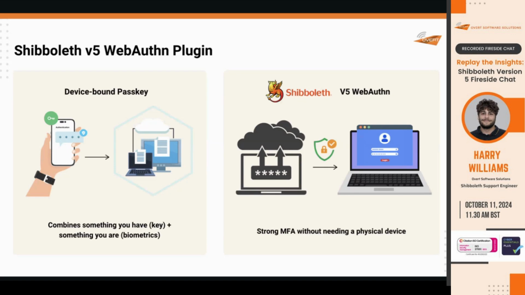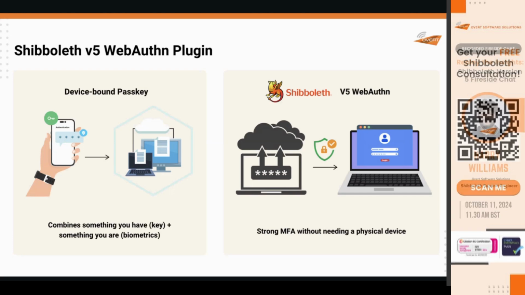There are two main authentication options offered by Shibboleth v5. So we can either use device-bound passkeys like hardware security keys, and you can combine something you have, which is the key, with something you are, which is biometrics. And there's also an option, multi-device synced passkeys. So these can be stored in password managers. So even though they aren't a physical something you have, they still provide strong MFA assurances in many contexts.